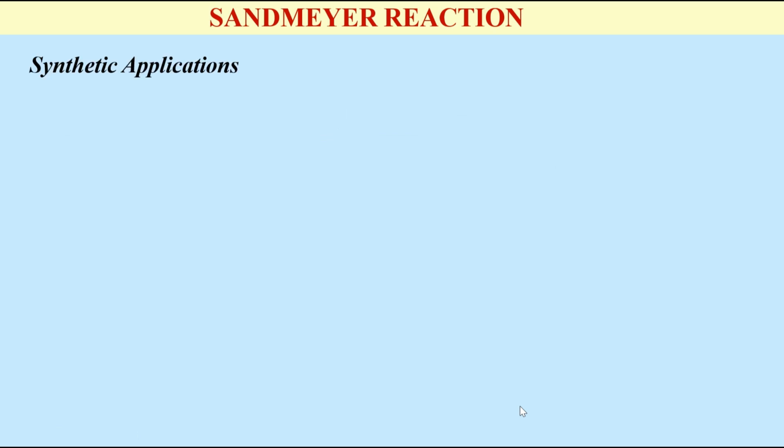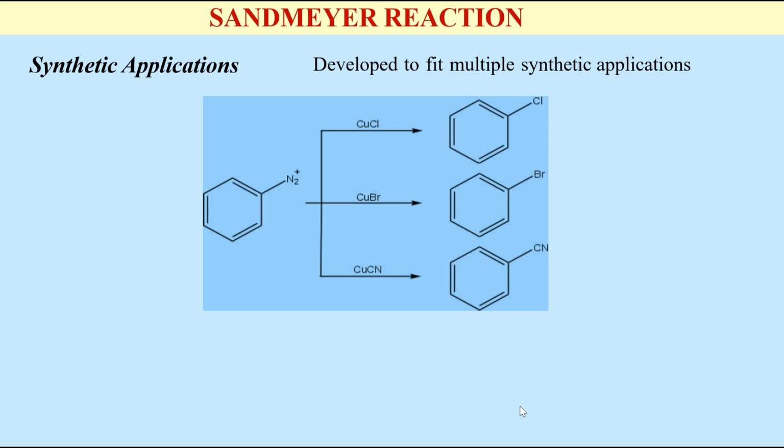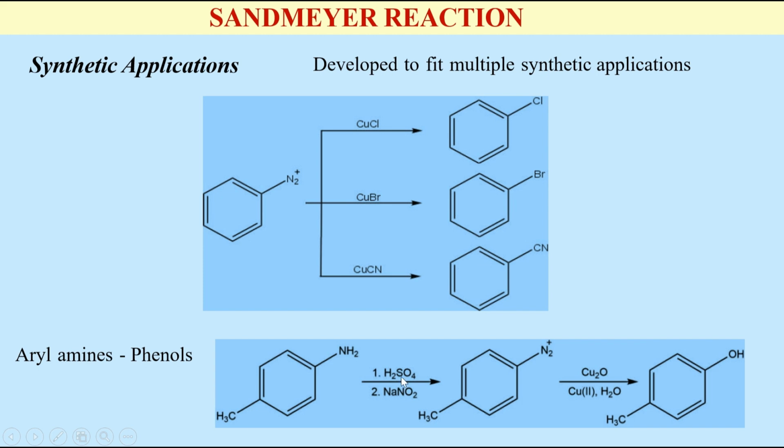This has a lot of applications. If I treat with cuprous chloride, I'll get the corresponding chlorobenzene. If I treat with cuprous bromide, I'll get the corresponding bromo derivative. If I treat with cuprous cyanide, I'll get the corresponding aryl nitriles. This has also been utilized to convert aryl amines to phenols. Aryl amines upon treatment with sodium nitrite and H2SO4, I'll get aryl diazonium salt. This aryl diazonium salt, when I hydrolyze in the presence of cuprous oxide, I'll get the corresponding phenolic compound. These are the utilities of Sandmeyer's reaction.